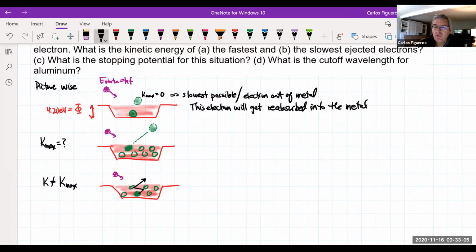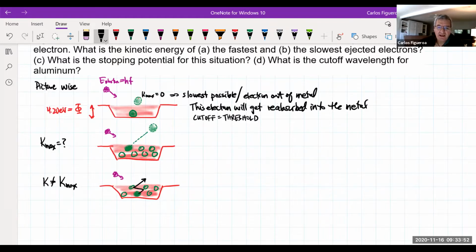The reason it won't exist is that the atom is now more positively charged, and because it becomes more positively charged, it attracts that electron right back in. So this is what they call the cutoff. Sometimes you'll hear it called the cutoff, or sometimes the threshold point. But in reality, that electron will never occur because it just gets reabsorbed right away. So this would give you the slowest possible situation.